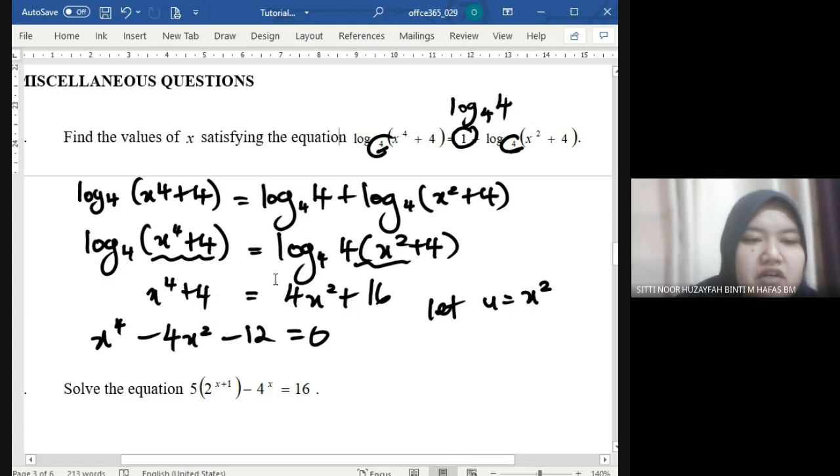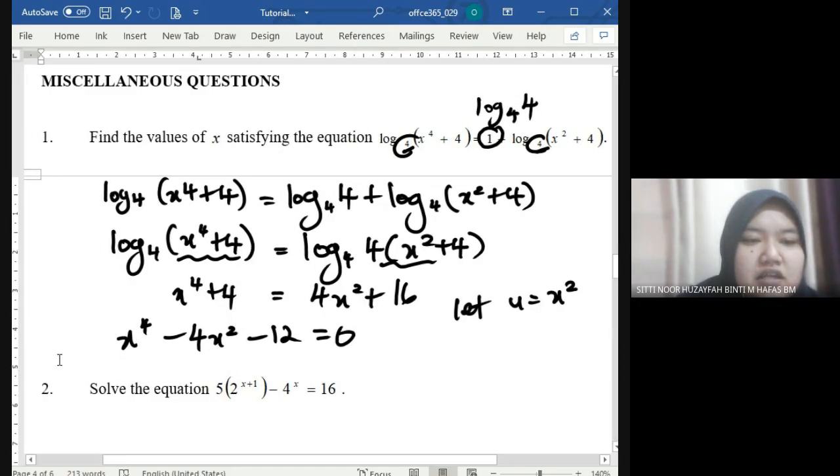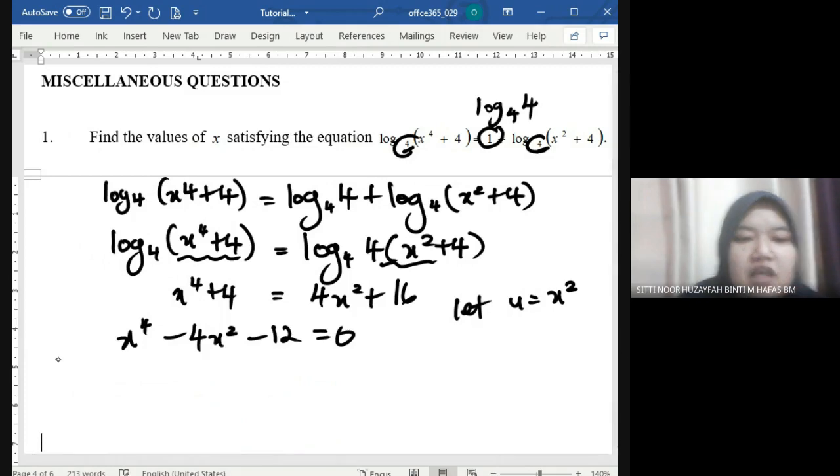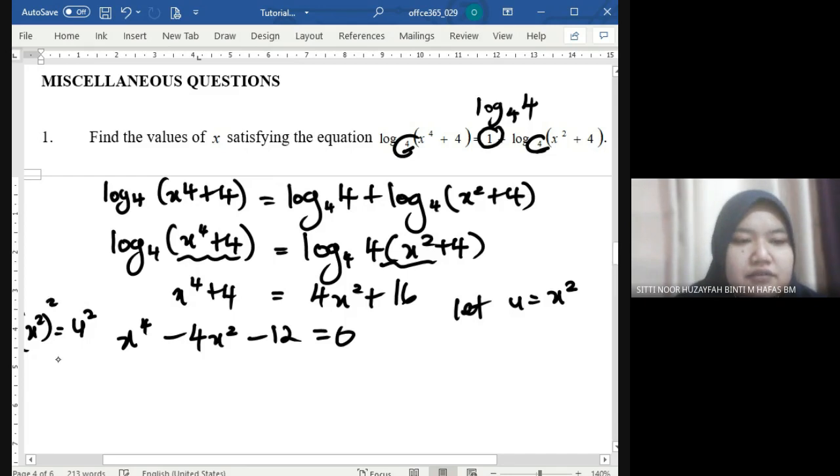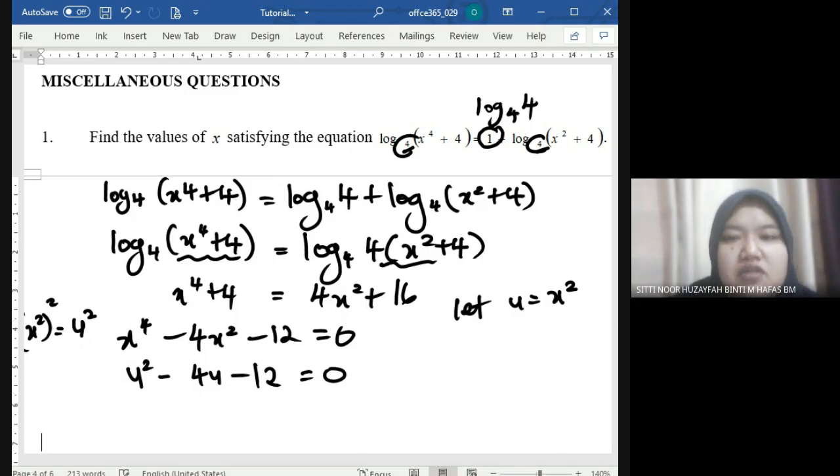So what do we have here? We can use the rule of indices to solve for this one. It means that if u equal to x squared, then u squared is equivalent to x to the power of 4. So we have u squared minus 4u minus 12 equal to 0. So we can solve for the quadratic equation.